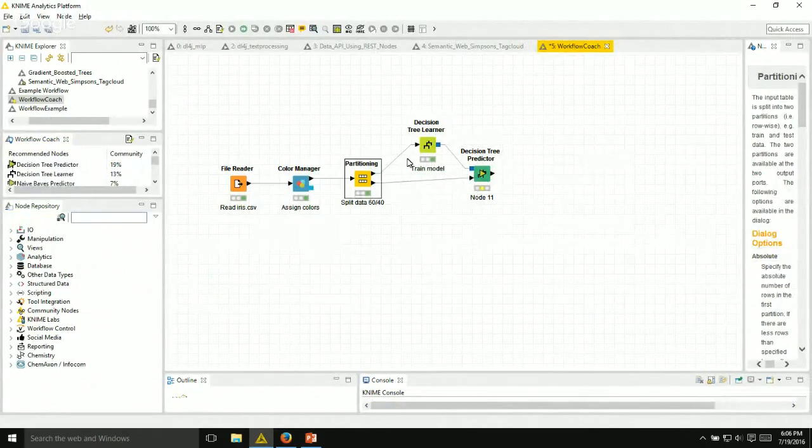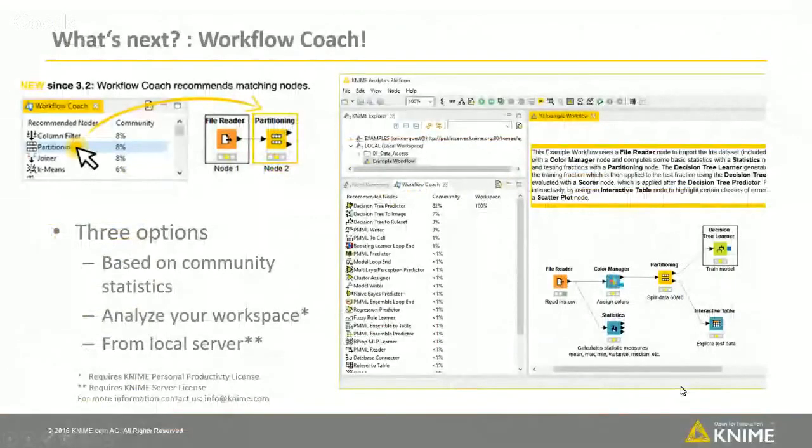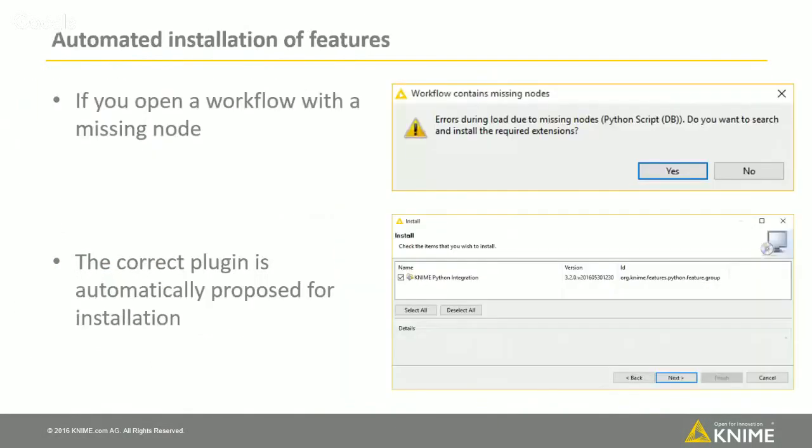That's really cool, and especially for new users, that can make the learning curve a lot easier. There are three options of how these are built: either based on community statistics, we can analyze your workspace with the personal productivity tools, or you can provide those on a local KNIME server, which requires a KNIME server license. So you have three different ways to customize those recommendations to your liking.